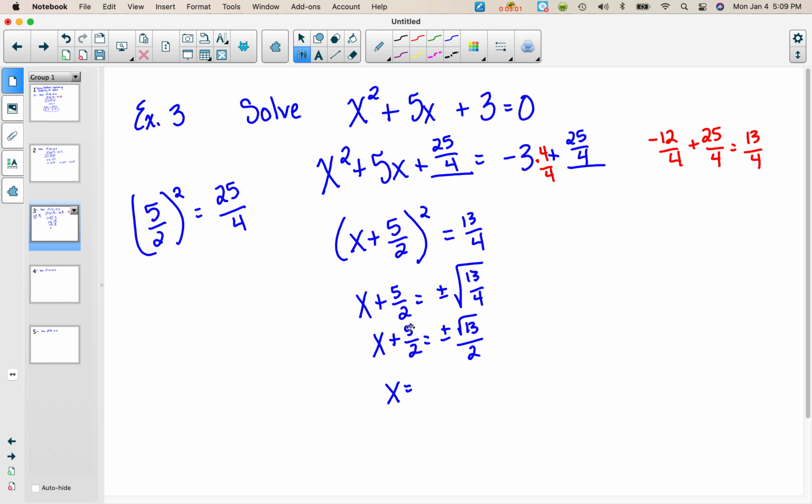So now I'm going to subtract the 5/2 from both sides. I prefer to put it in the front, so I get negative 5/2 plus or minus the square root of 13 over 2. Now because I have a common denominator, I can actually write this as negative 5 plus or minus the square root of 13, all over 2. I would probably write the answer like that. The one I have preceding is okay.